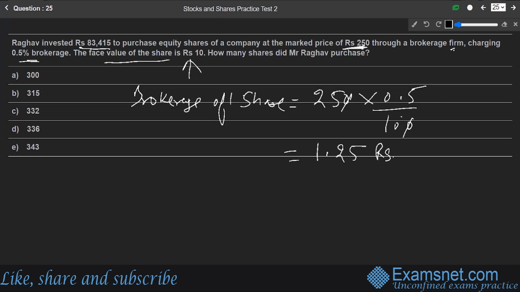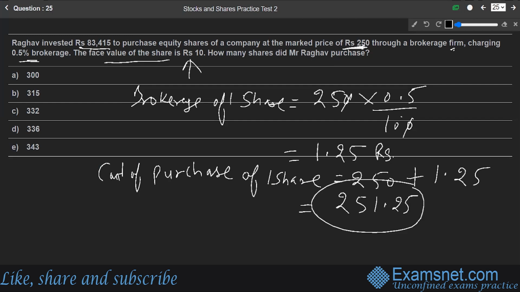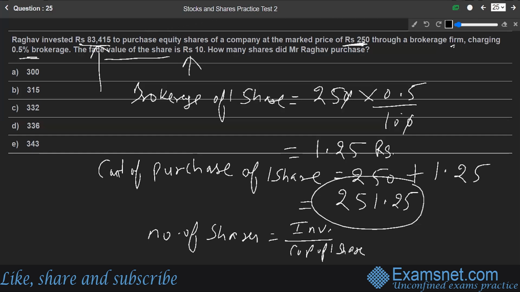Now, what is the total cost of purchase of one share? Because we have to give this brokerage also. The cost of purchase of one share becomes how much? The market value was 250, and we also have to give extra to the broker, 1.25 rupees per share. So the cost of purchase of one share becomes 251.25. This is the cost of one particular share that is to be purchased. What is the total investment done? 83,415. So the number of shares will simply be the total investment divided by the total cost of purchase of one share. That will be the total number of shares bought.